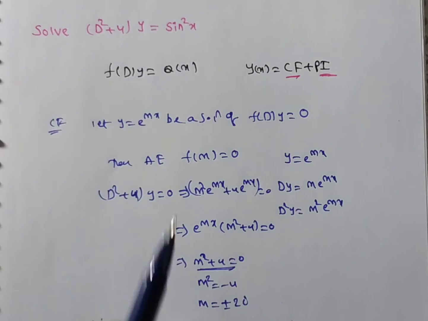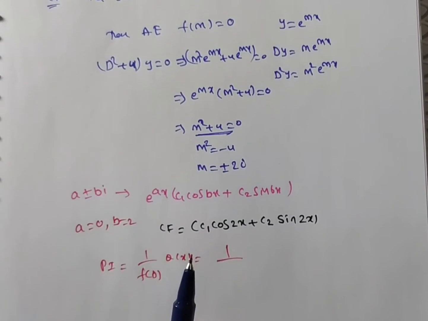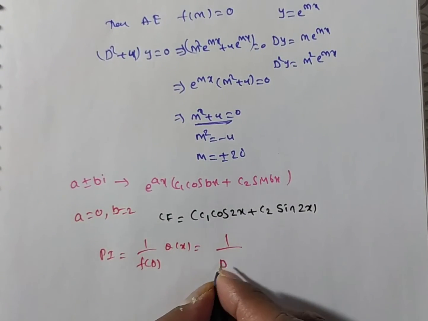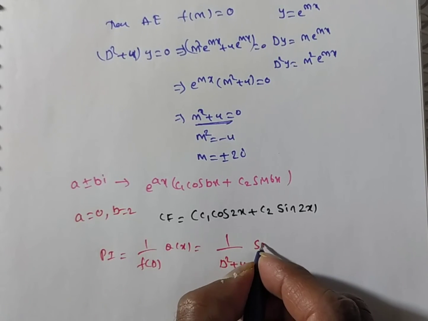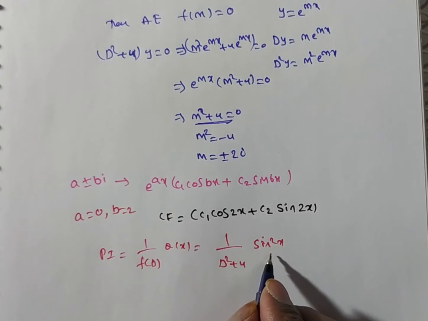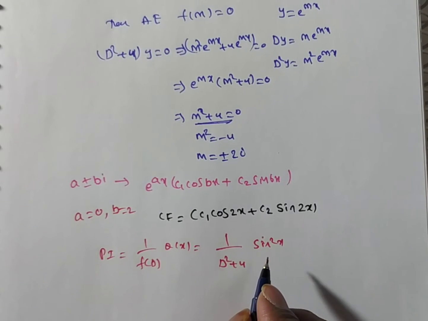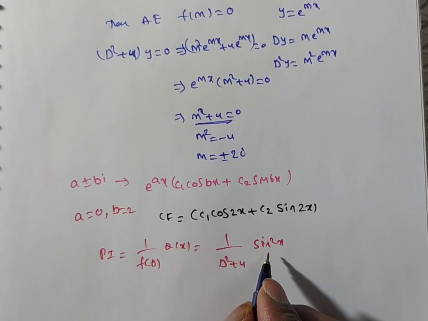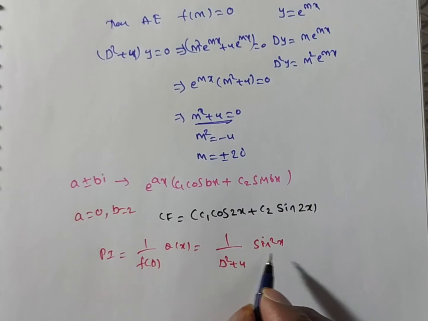And what is Q(x)? The right side part you have. What is that? sin²x. So 1/(D² + 4) into sin²x. That's it. Now Q(x) is sin²x, not sin x. If you have sin ax, we can directly replace D² by -a². But sin² is there.